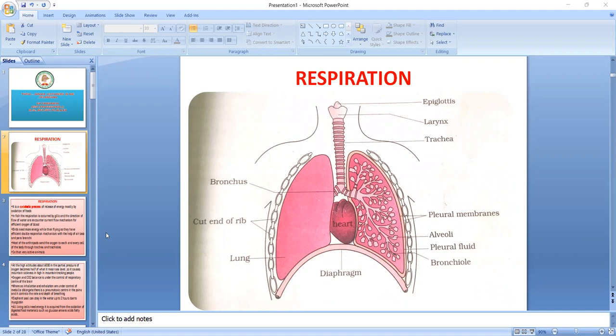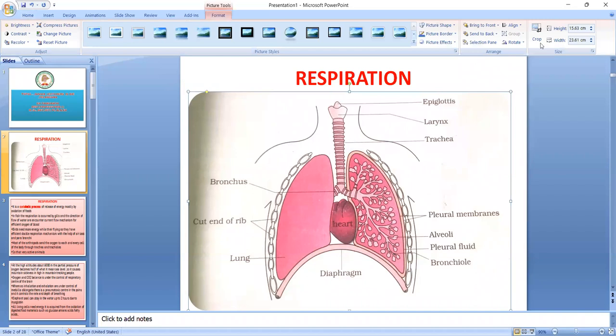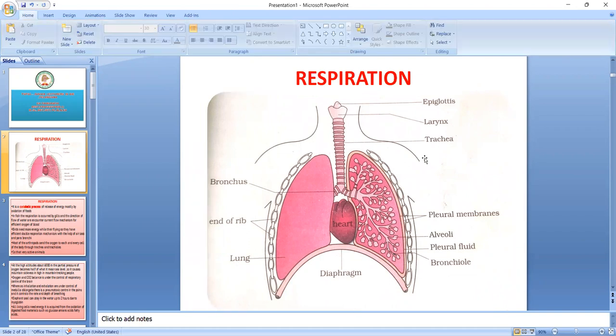Our physiology chapters are mostly interlinked. Our body systems are dependent on one another. Yesterday in the previous class we discussed the digestive system of human beings.